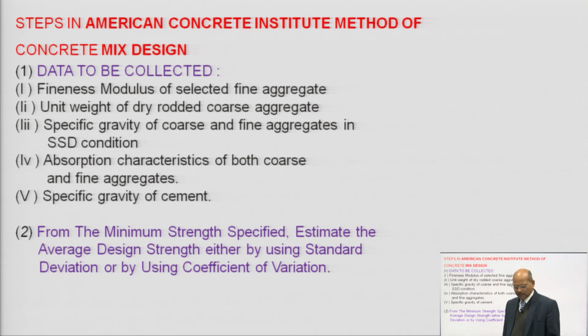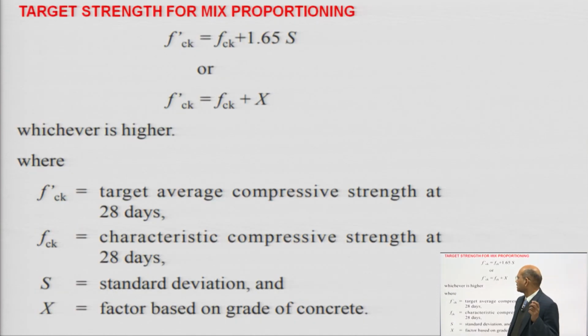Once you have got the data, then we have to get the minimum strength specified. It depends on the grade of concrete; you have to take the mean target strength using the standard deviation or coefficient of variation method. This one I have taken from IS 10262:2019, so this equation will be there.